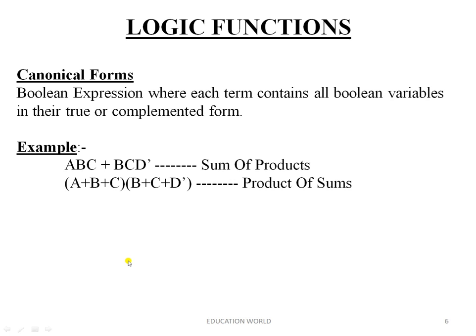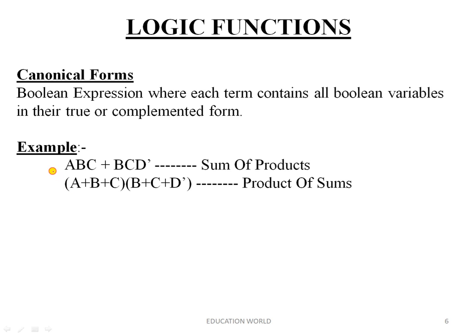Hello everyone, in this video I will talk about canonical form. So what is canonical form? A Boolean expression where each term contains all Boolean variables in their true or complemented form. We will understand this statement through an example.